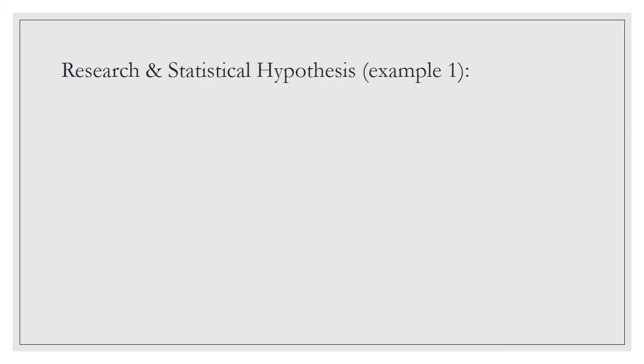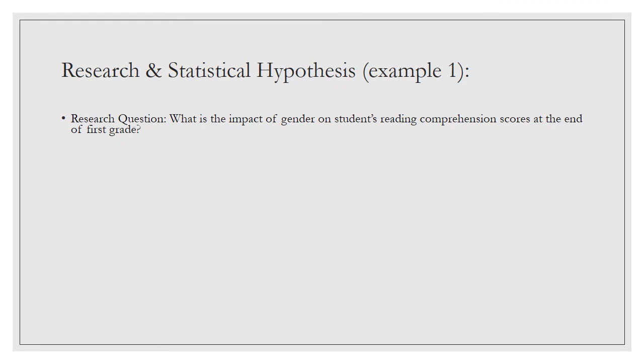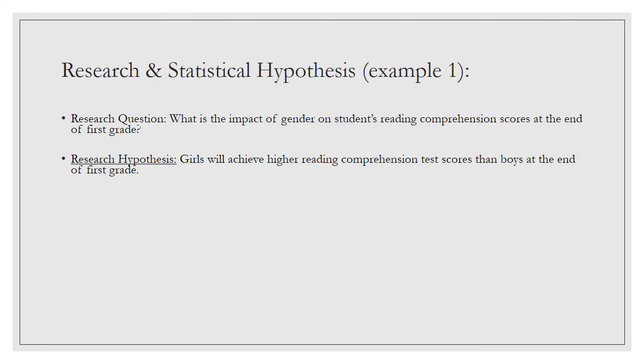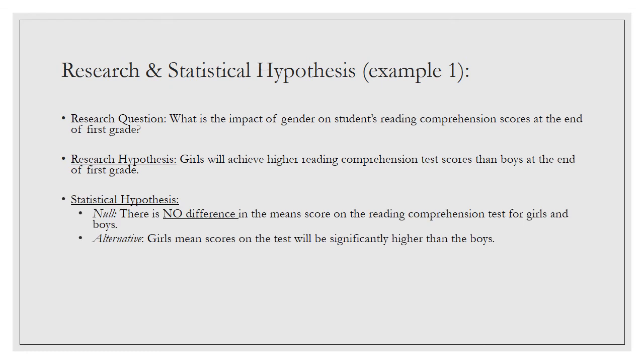Now we're going to walk through some research questions and statistical hypotheses, so we'll see how we develop through the process. So we start off with a research question. What is the impact of gender on students' reading comprehension scores at the end of first grade? So that's the question that we're asking. The research hypothesis is that girls will achieve higher reading comprehension test scores than boys at the end of first grade. So we've gone from our general question, now we have a hypothesis, and it's directional.